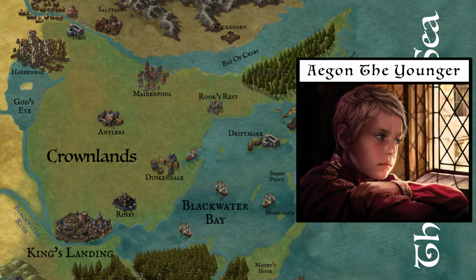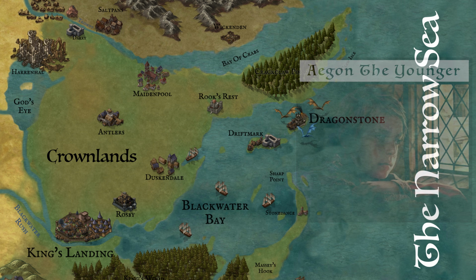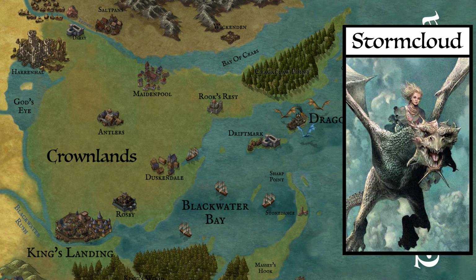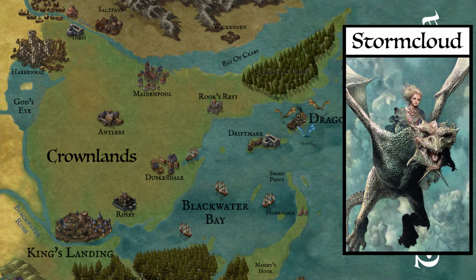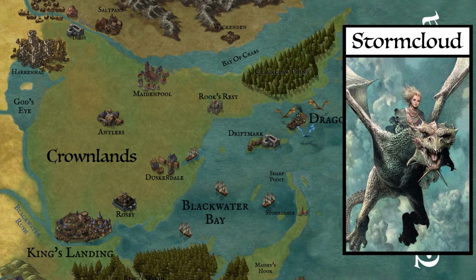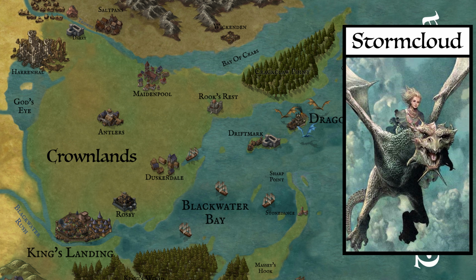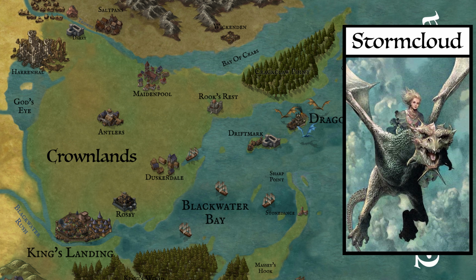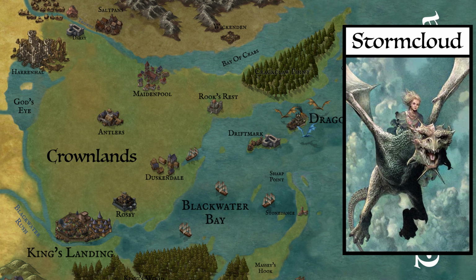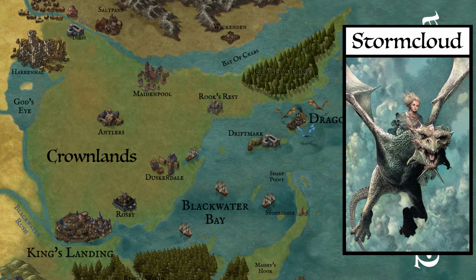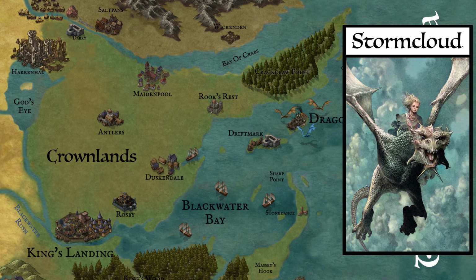Prince Viserys, possessing only a dragon egg, was unable to escape and fell into captivity. His brother, Aegon the Younger, fled upon his young dragon Stormcloud. Though pursued and grievously wounded by arrows and scorpion bolts, the dragon carried him back to Dragonstone. There Aegon delivered word of the enemy fleet before Stormcloud succumbed to his wounds and died.